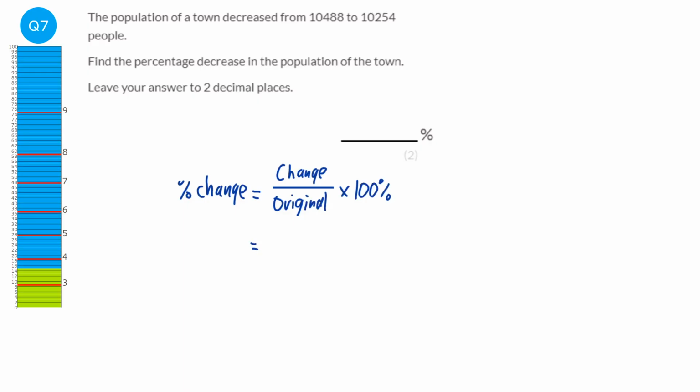So how much has changed here? Well, we need to do 10,488 take away 10,254. So that would be 234. Divide it by the original. So the original was 10,488 because it's decreased from that amount. And then times by 100%. And so that's going to be 2.23%.